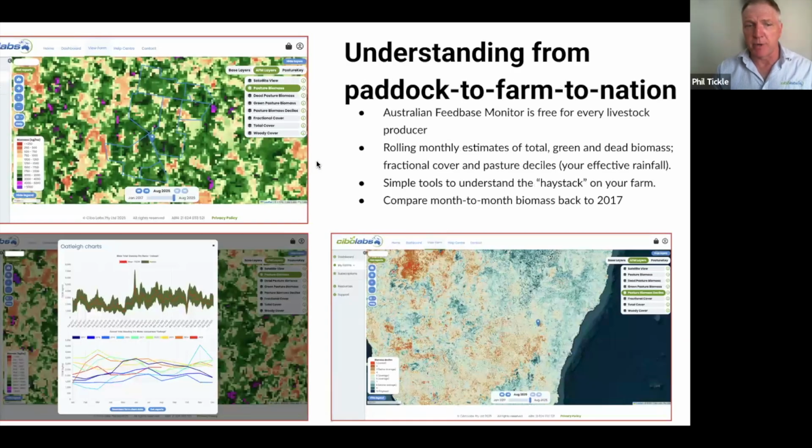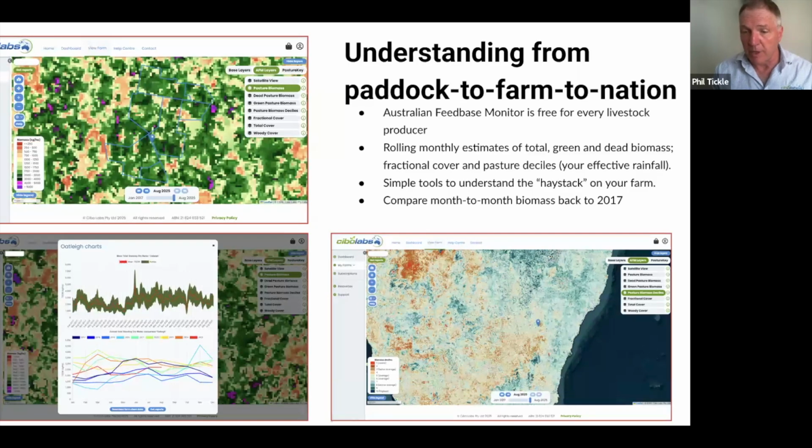And also just some simple tools around the whole from the farm to the nation. So looking at your region, looking at what the sale yards are doing, we've got some tools there through the feed-based monitor to give you some simple analogues on how this season is tracking out. In the bottom left there, you can see how the season's tracking out relative to the previous years.